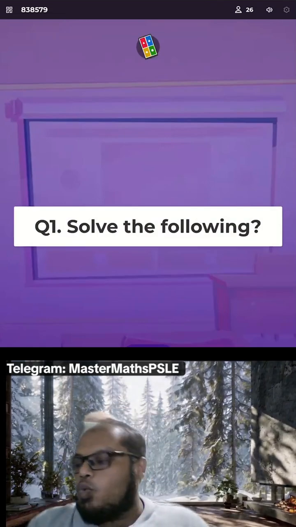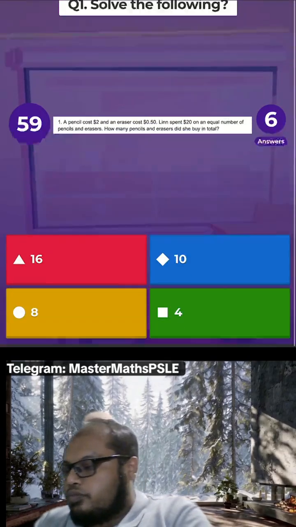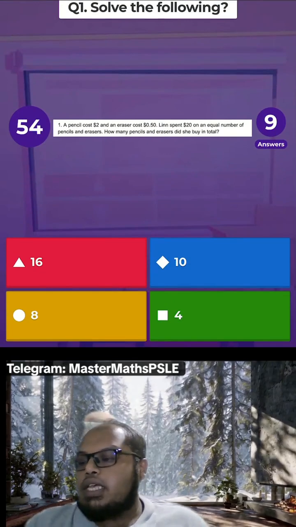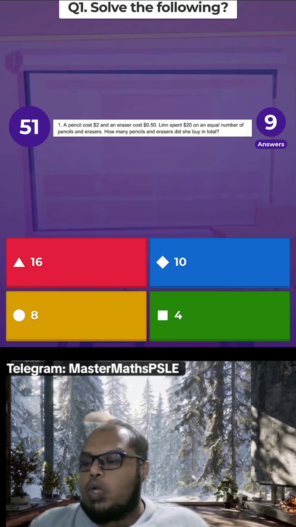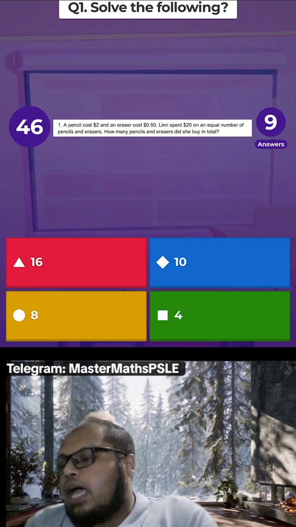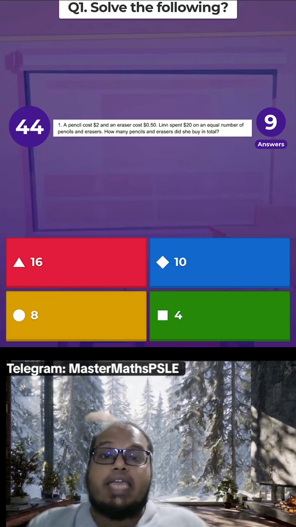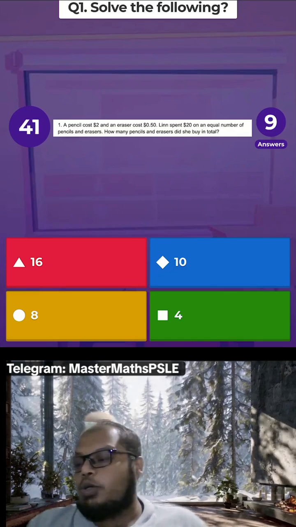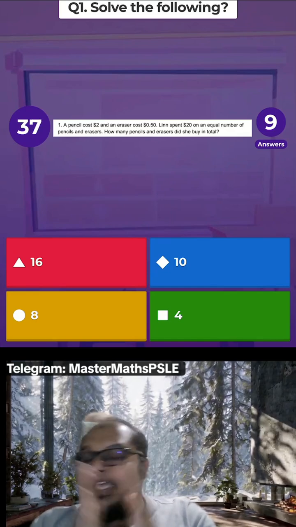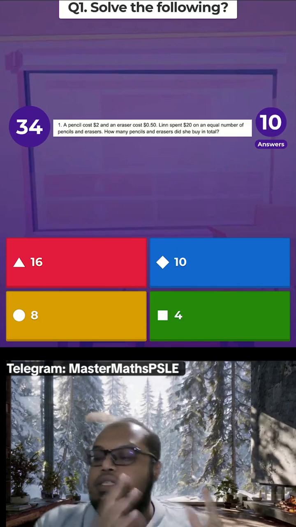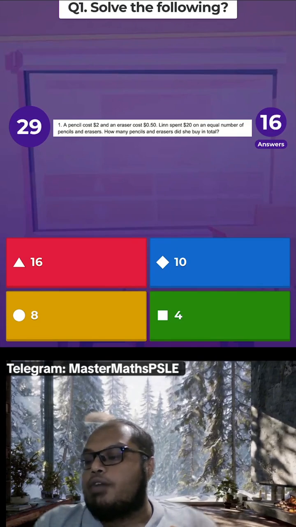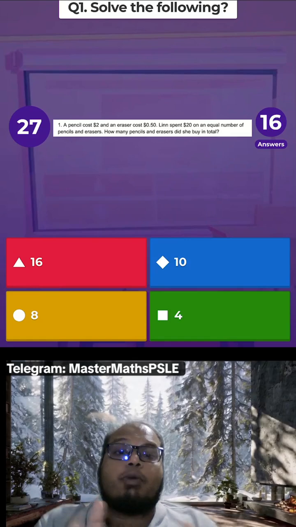Alright, question 1. A pencil costs $2 and an eraser costs 50 cents. Lynn spent $20 on an equal number of pencils and erasers. How many pencils and erasers did she buy in total? Alright, so they're asking for the number in total. You are given the amount that she spent total. But now they want the number of pencils and erasers that she bought.